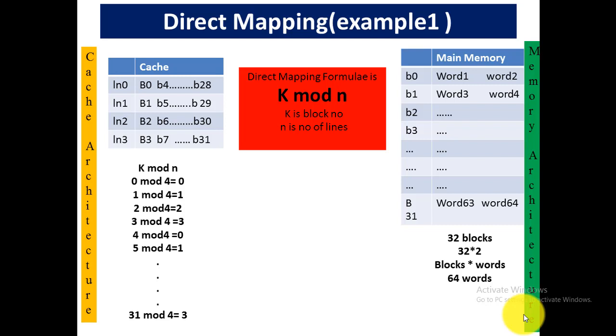In this way, we know how the data from main memory, from RAM, will come and be accommodated in cache memory.